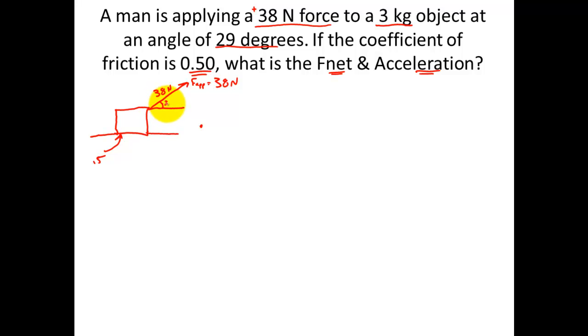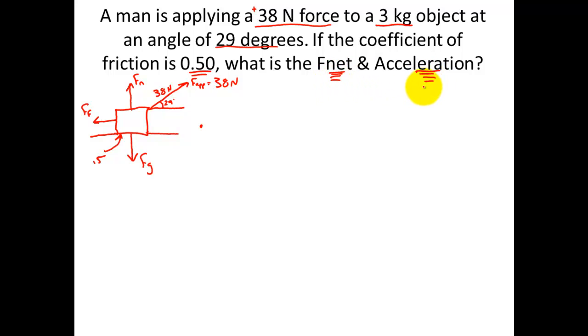which is going to be 29 degrees. I also have gravity, Fg, definitely taken into account here, and because we have a surface, the surface is going to exert a normal force on the object, and we also know there is going to be a force of friction going on here. Ultimately, we want to find out the net force and the acceleration.